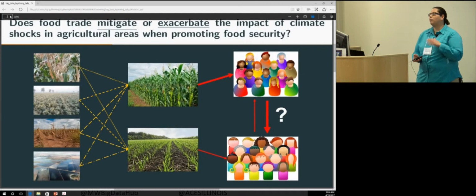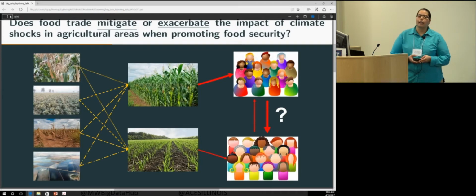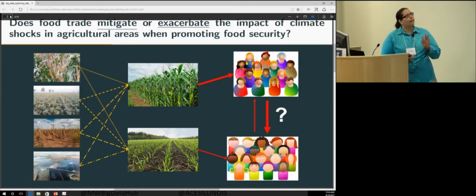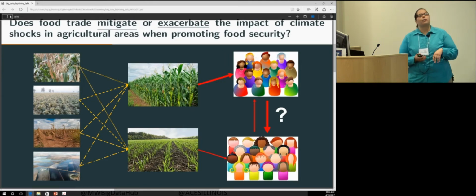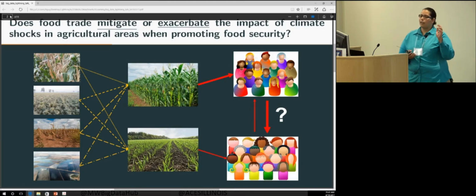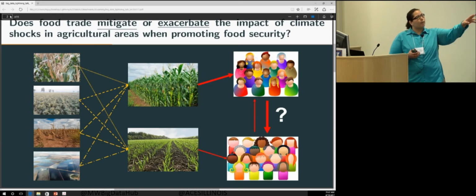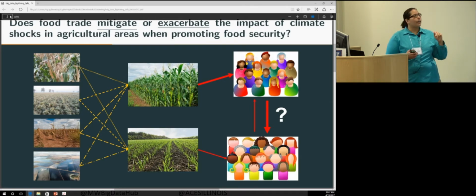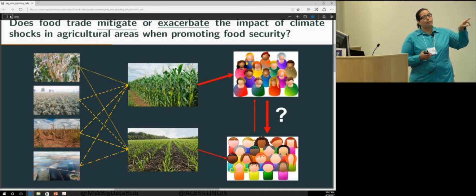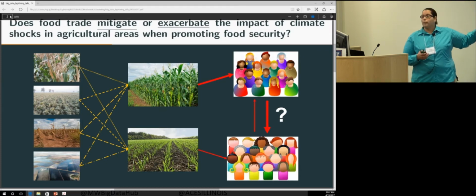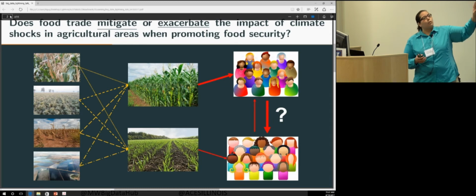So the big question for my personal research is looking at how trade can essentially mitigate or exacerbate the impact of climate shocks in agricultural areas when we're looking at food security. This question can be broken down into three different domains. On the far right, we have the trade domain, which is about global relationships and almost trivial to think about because that data is readily available through the UN, through Comtrade. But the two that I'm going to share with you very quickly today are about how the environmental or climate system interacts with our agriculture and where crops are grown.